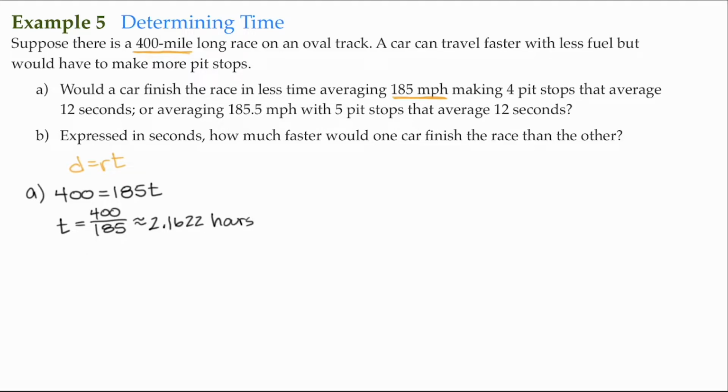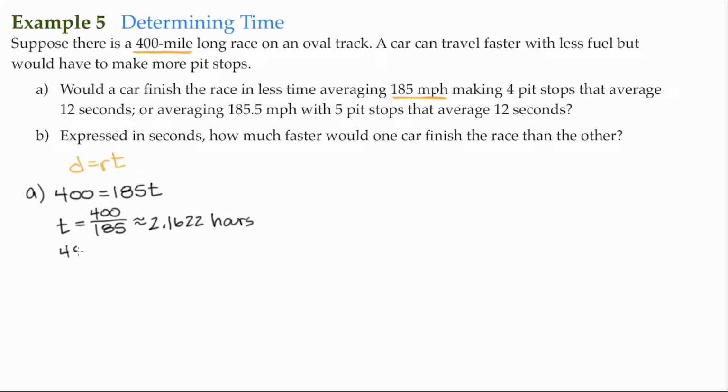to finish the race. But that's if he doesn't make any pit stops, which is impossible because he needs to have more gas. He needs to refuel. So he makes 4 pit stops at 12 seconds each. So we have to tag on an extra 4 pit stops at 12 seconds, an extra 48 seconds onto his overall time here. But first, this is in hours. This is 2.1622 hours. So I want to change the 48 seconds, 4 pit stops at 12 seconds, into a portion of an hour and then add it on.